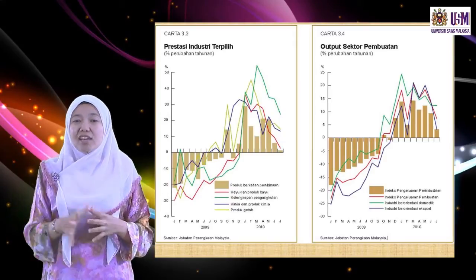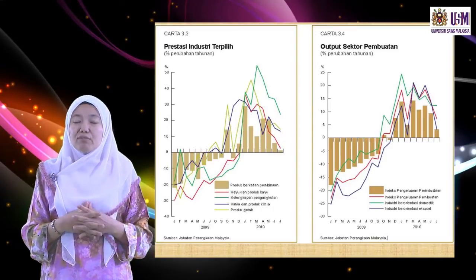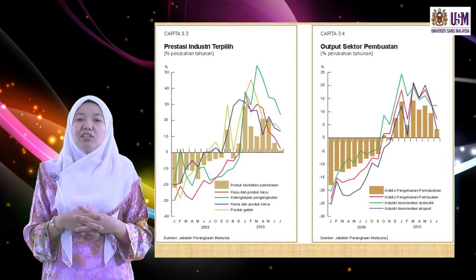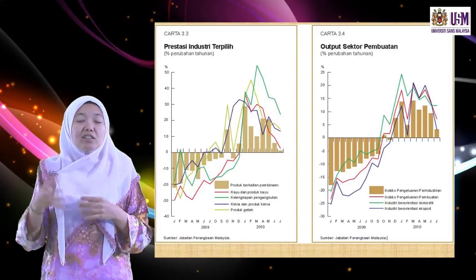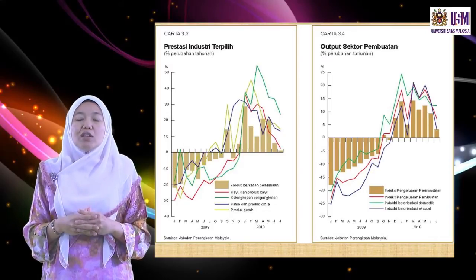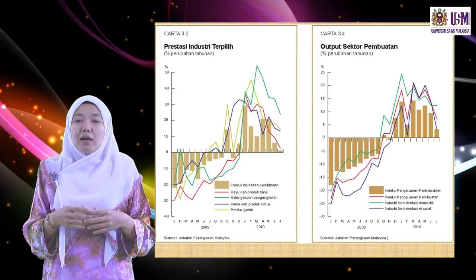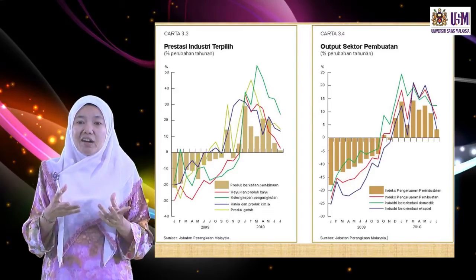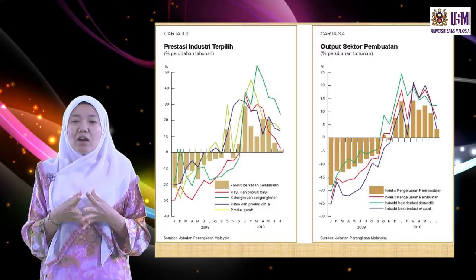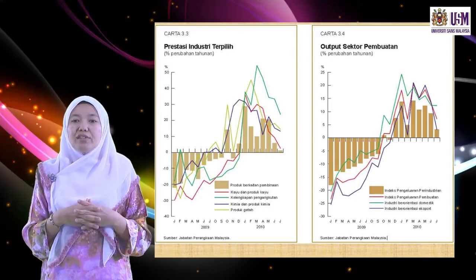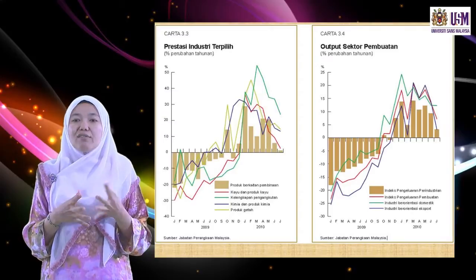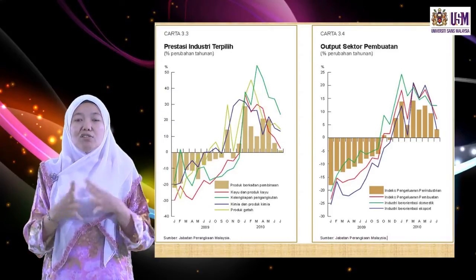If you look at the right-hand side of the screen, you have the output of the manufacturing sector in terms of growth rate, or the annual percentage change. This time we have four different indexes. Index is another topic that I'm going to explore with you in the next couple of sessions. The bar refers to the manufacturing output index, and the red line refers to the index for manufacturing output. The green line refers to domestic-oriented industries, and the blue line refers to export-oriented industries.